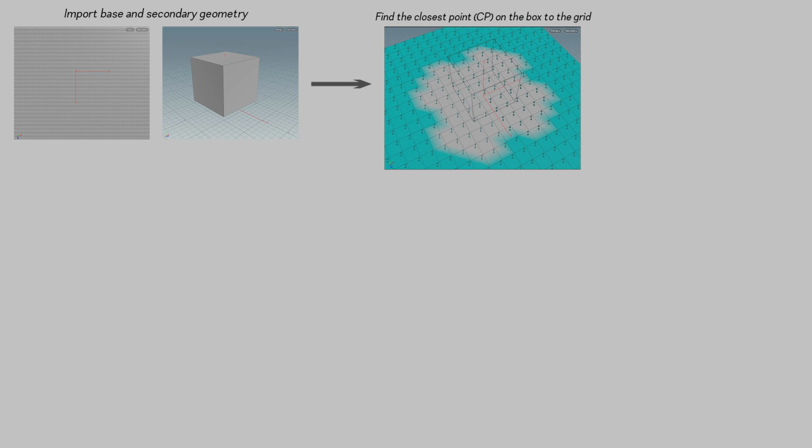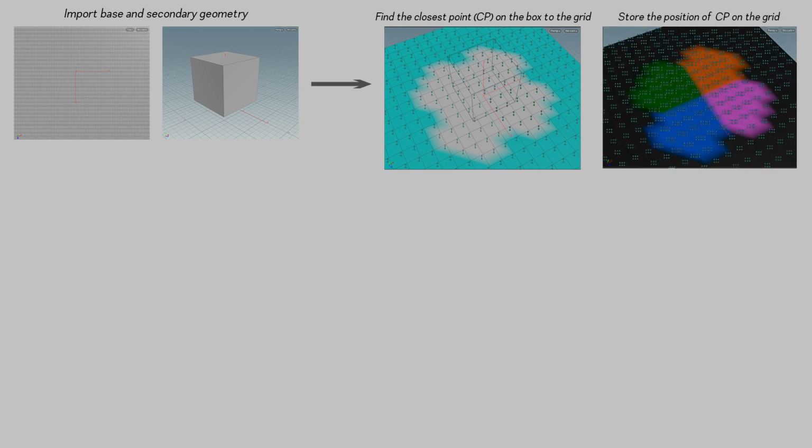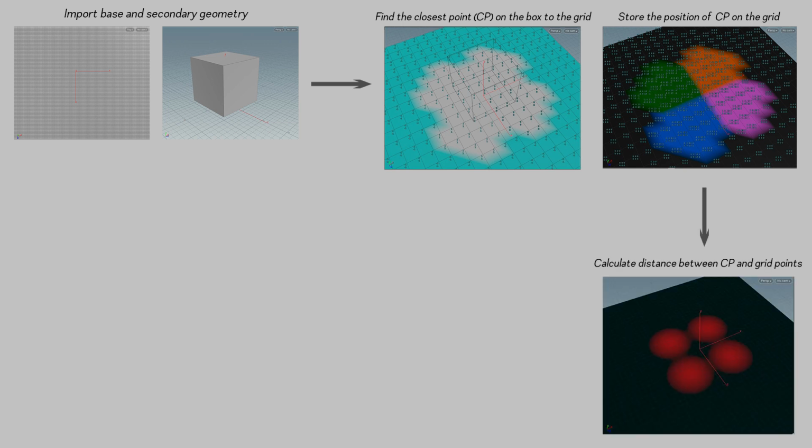The simplest way to find the closest point from the box to the grid is by using a Vex function called nearPoint. And what we can do with them is we can later swap them out with the point positions of those points. So using these two sets of point positions, that is the point positions of the grid itself and the newly transferred closest point position, we can generate a distance between these two sets of point positions. By doing this, there will be a value stored on each point of the grid, which tells us how far away it is from the closest point on the box.